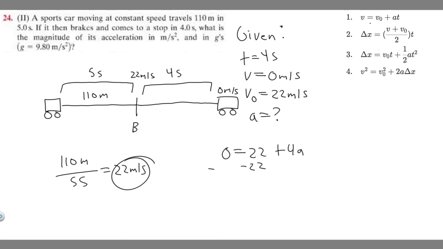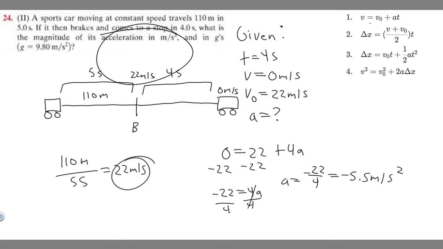Now let's solve for a. So minus 22 from both sides: minus 22 equals 4a. And if we divide by 4, we get that a equals minus 22 over 4. If you divide that, you get minus 5.5. And keep in mind the units we're using: acceleration is in meters per second squared, and these are in meters per second, so you can tell based off that. So minus 5.5 meters per second squared. This is going to be the first part, the acceleration in meters per second squared. It tells us to find it in g's next.